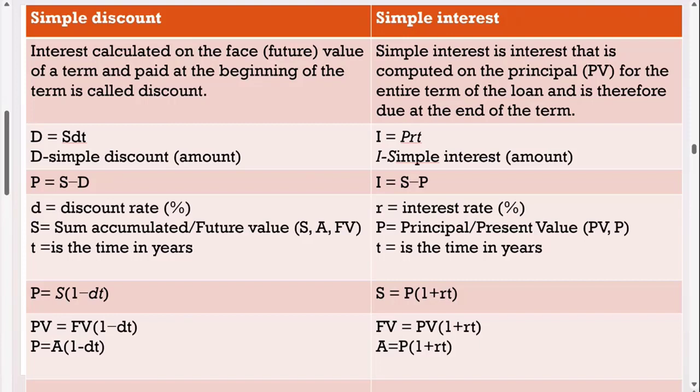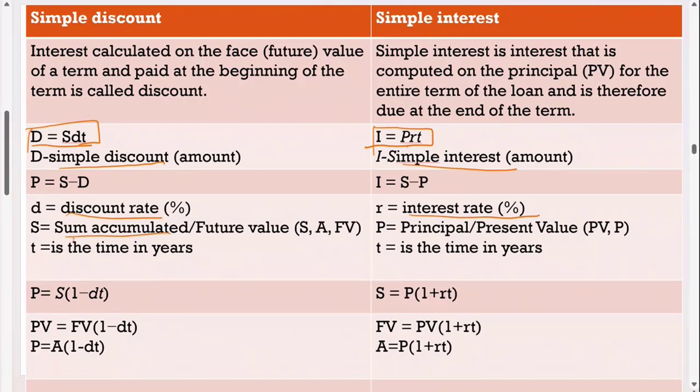So with a simple discount, here is the formula for simple discount. Compare it against simple interest and see the difference. These two are different. This one is calculated on the future value. Here is your S, your S is your future value. This one is on the present value. That's how they are different. The D will be the discount rate, and the simple discount is an amount. Here you've got the simple interest, which is I. The discount rate is a percentage, the interest rate is a percentage.